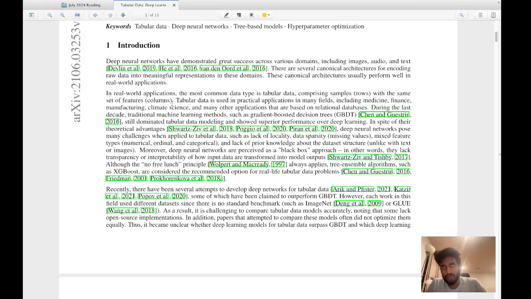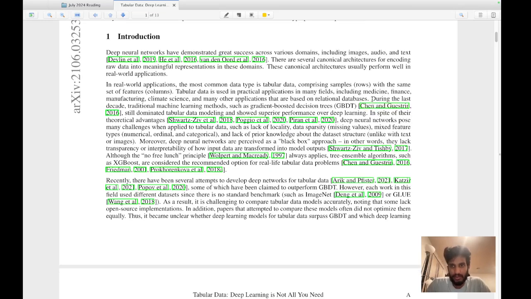I'm assuming if someone is here or in general at this point, reading this kind of paper, we know what tabular data is, right? So I'm just gonna skim through this. Tabular data is used in practical applications in many fields, including medicine, finance, manufacturing, climate science, and many other applications that are based on relational databases. Basically, SQL and stuff like that.